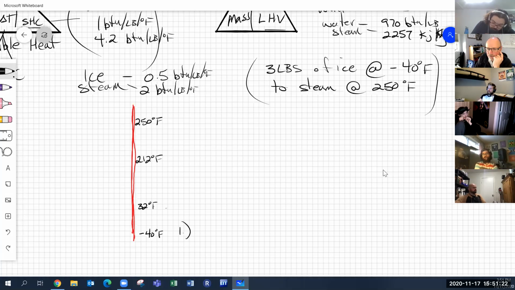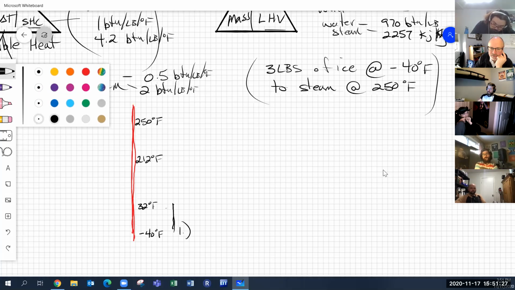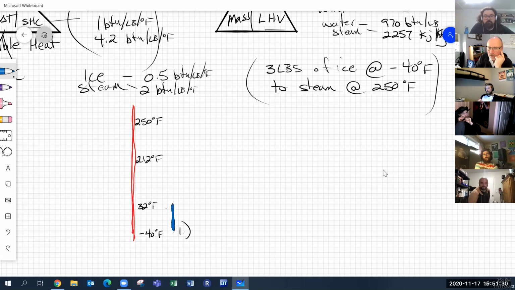I'm going to start with number 1. I'm going to raise the temperature of this block of ice up to 32. So sensible heat would say take your mass multiplied by the delta T. The delta T is the temperature difference between two numbers. The delta T on this is 72 degrees Fahrenheit. I multiply that by the specific heat capacity of ice, 0.5 BTUs per pound per degree Fahrenheit.